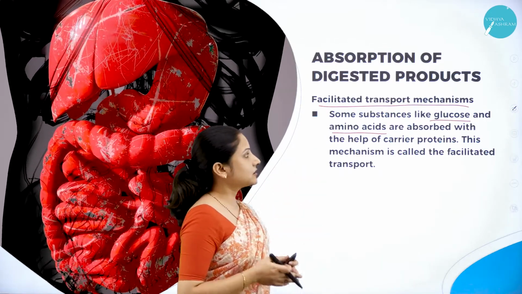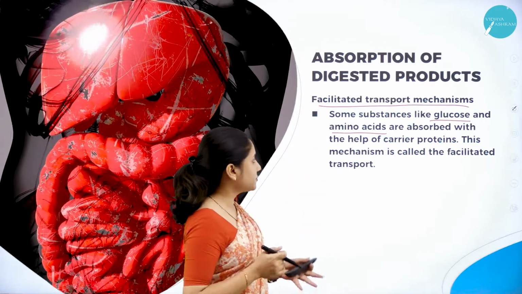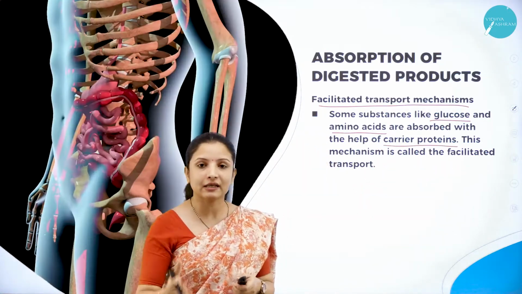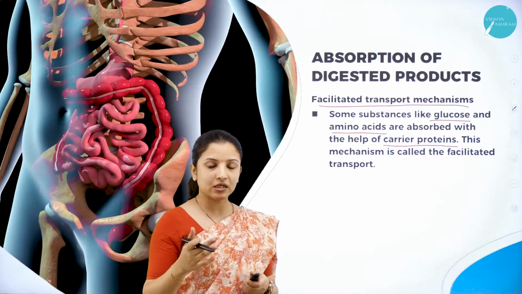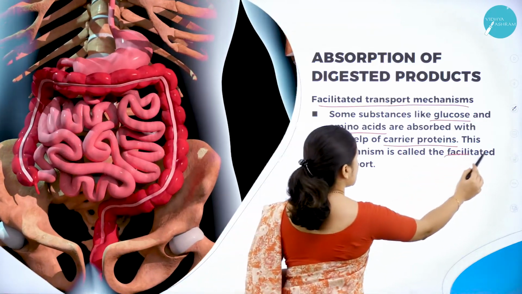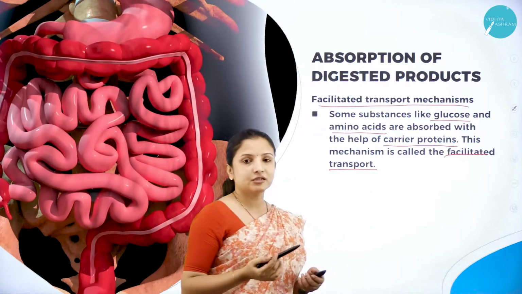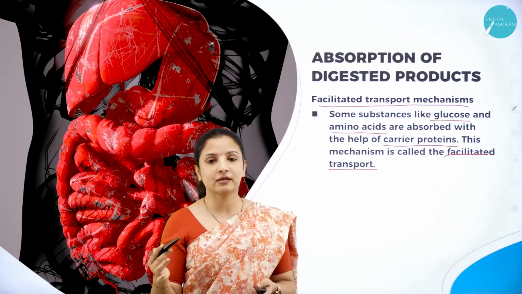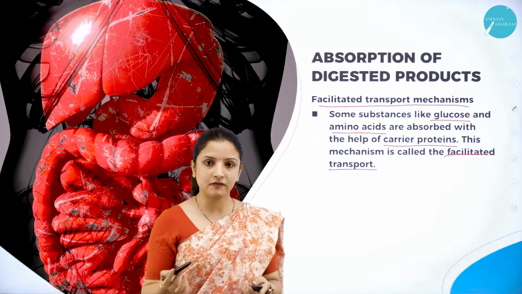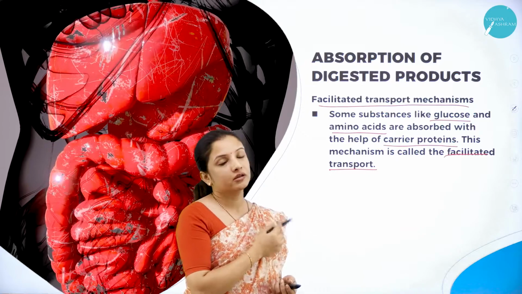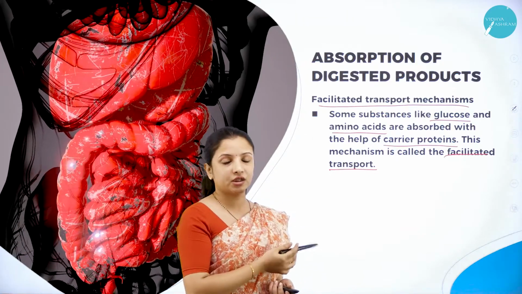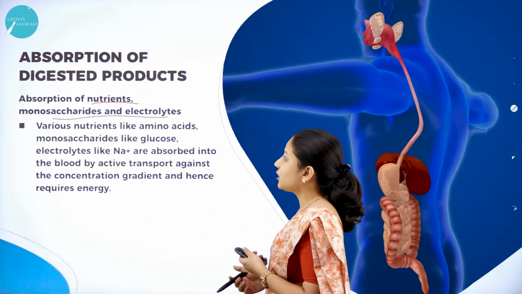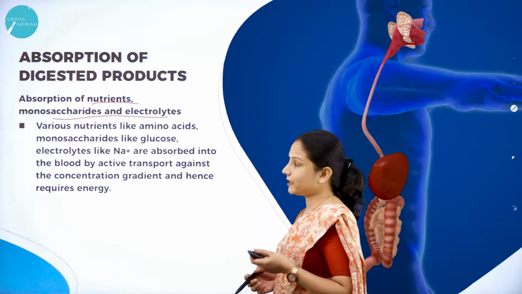So here some substances like glucose and amino acids are absorbed with the help of a carrier protein. Because this mechanism takes the help of a particular protein, it is called facilitated transport. The same thing we had studied in transport in plants also. If you go through that chapter, you will understand it even better. It is the same function in the case of the digestion process in animals and humans as well.